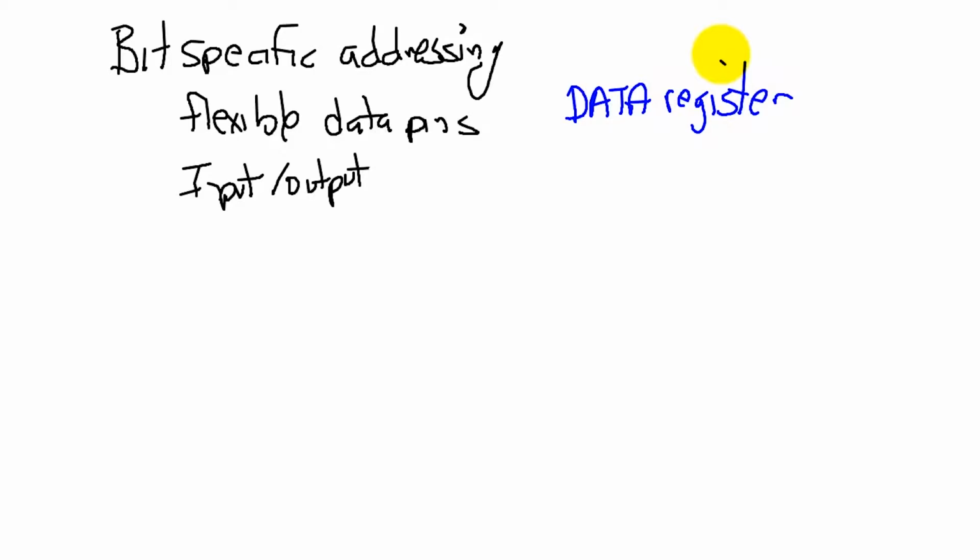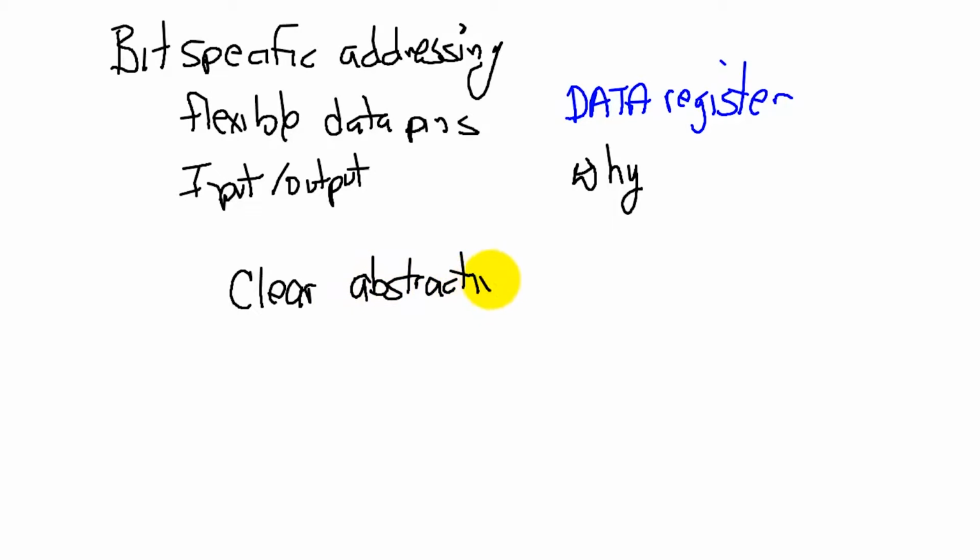Next, let's talk about why we use it. Why do we use bit-specific addressing? To me, there are three reasons. The first is I think it makes the code really clear. Because we're going to use an abstractive method, that means that we can give names to the I/O pins. It'll make our code really, really clear.